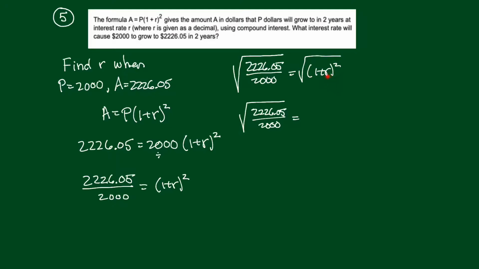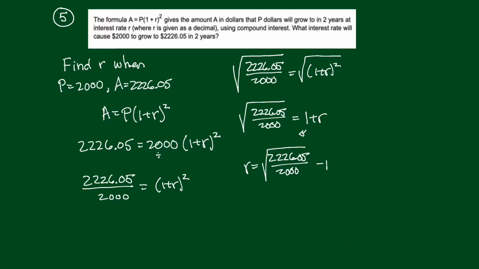But we don't have to here, because what do you know about R? R is an interest rate. It's a positive number. A positive number plus 1 is positive. So this is a positive number. So because that's positive, I don't have to worry about absolute values. That's kind of nice. So I just get 1 plus R. Now I can solve it for R if I just subtract that 1. So R is equal to this. It's going to be the square root of that fraction, 2226.05 divided by 2,000, and then minus 1.